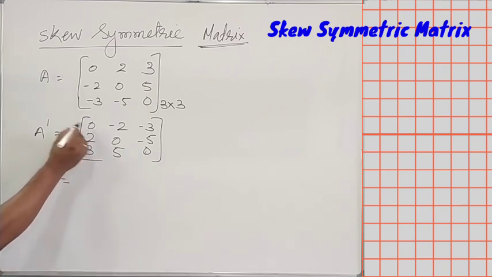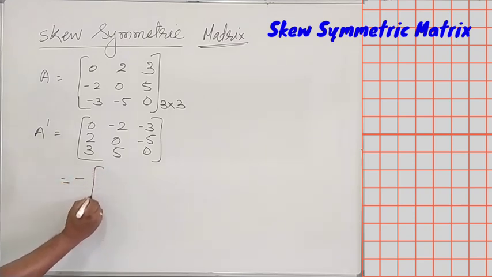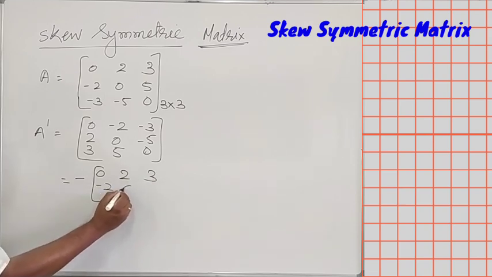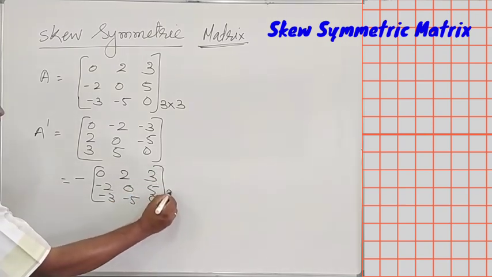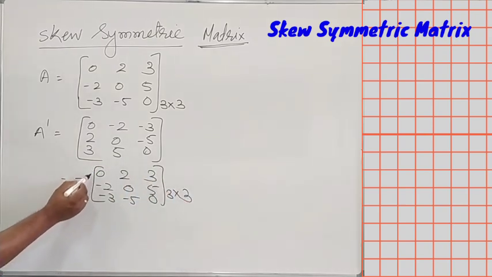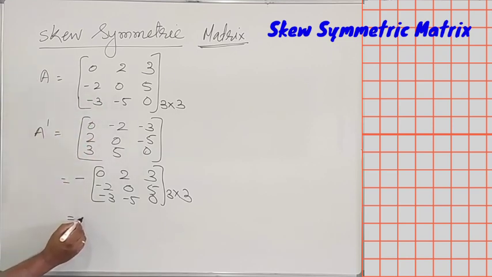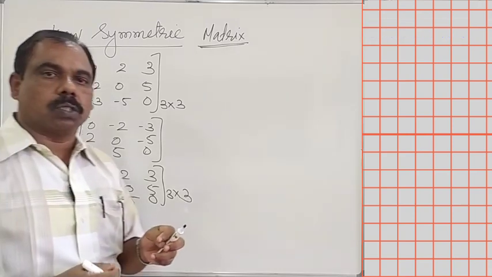And we take a minus outside, or we multiply by minus, we get 0, 2, 3; minus 2, 0, 5; minus 3, minus 5, 0. That's of order 3 by 3. Now compare with the given matrix 0, 2, 3, minus 2, 0, 5, minus 3, minus 5, 0. That is the given matrix A itself. So we write minus of A. So in this case what we find, A transpose is the negative of the given matrix. So such a matrix we call a skew symmetric matrix.